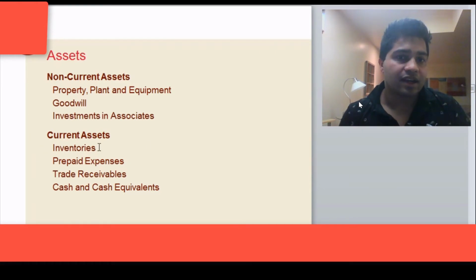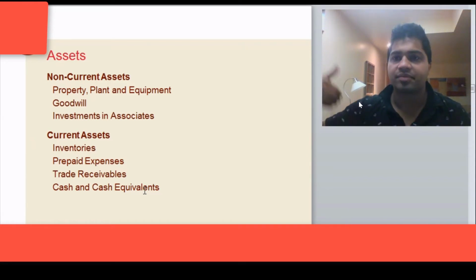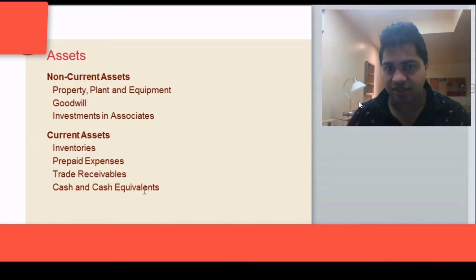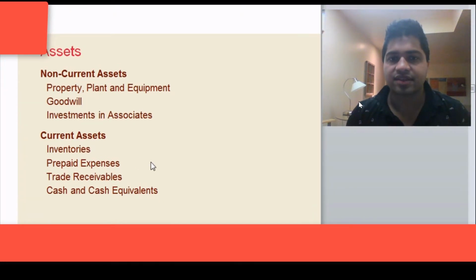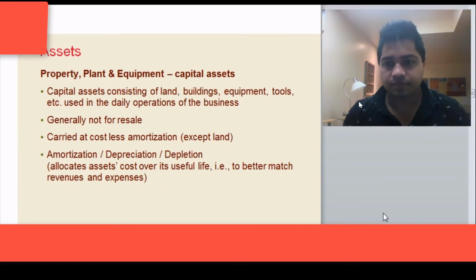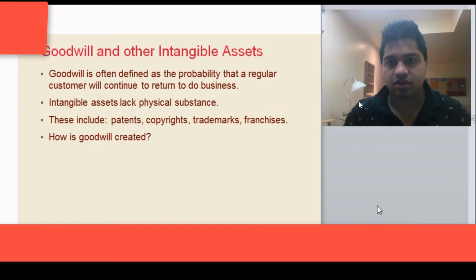Okay. Current assets: you have inventories, prepaid expenses, trade receivables, cash and cash equivalents. So current assets are assets that can be easily converted into cash. So inventories, prepaid expenses, trade receivables, and cash equivalents are current assets. Sorry for that.